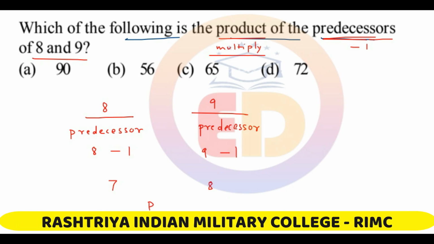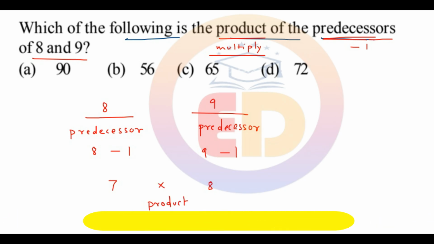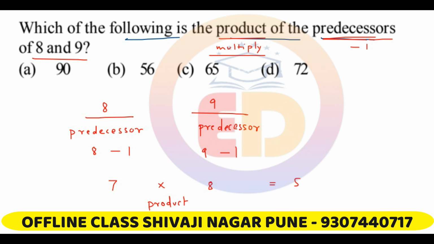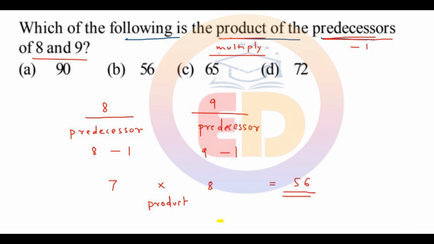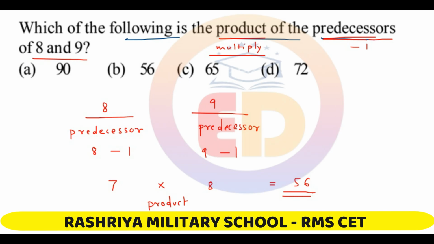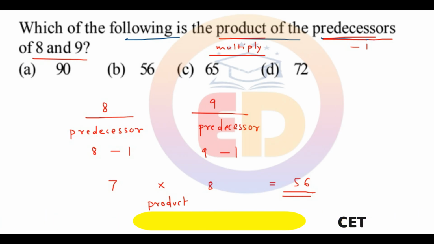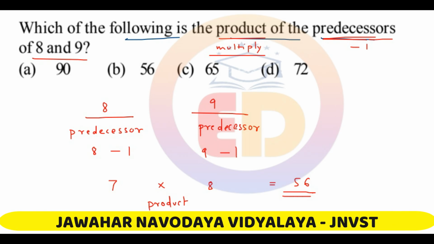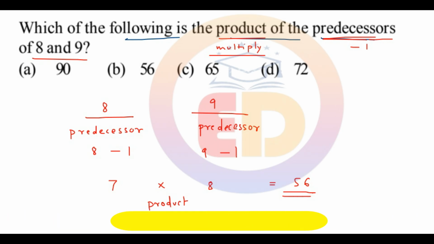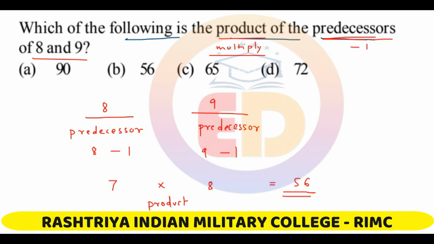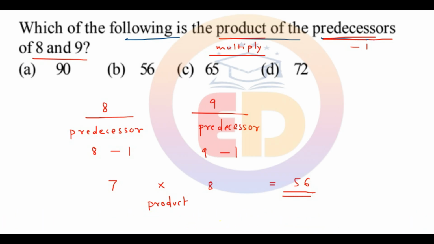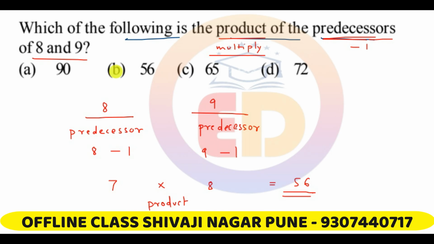Now I have to take their product. Product means we have to multiply 7 into 8. My answer is 56. Relatively a very easy question, but if you fail to understand the concept of predecessor and if you don't read the question properly, you can end up getting a wrong answer. Here the answer will be option number B.